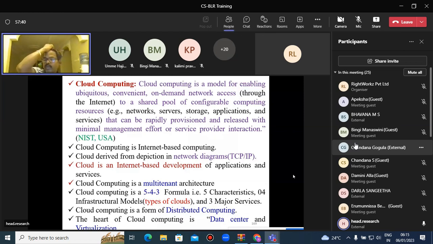5 characteristics like OBR square M. O stands for on-demand computing. B stands for broad network access. R square means resource pooling, rapid elasticity, and M stands for measured service.